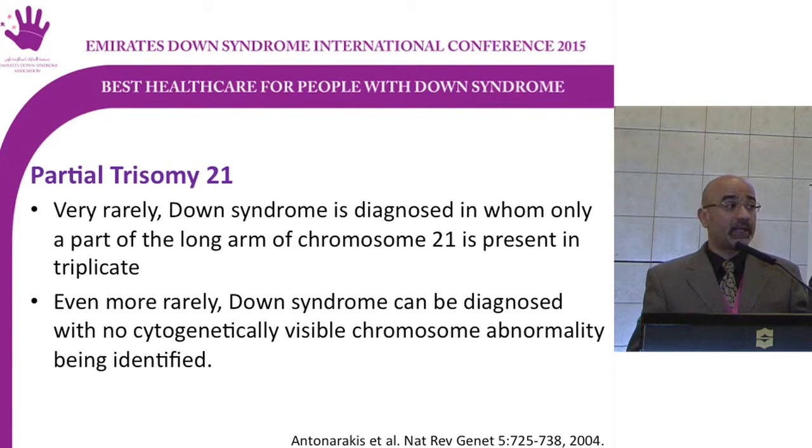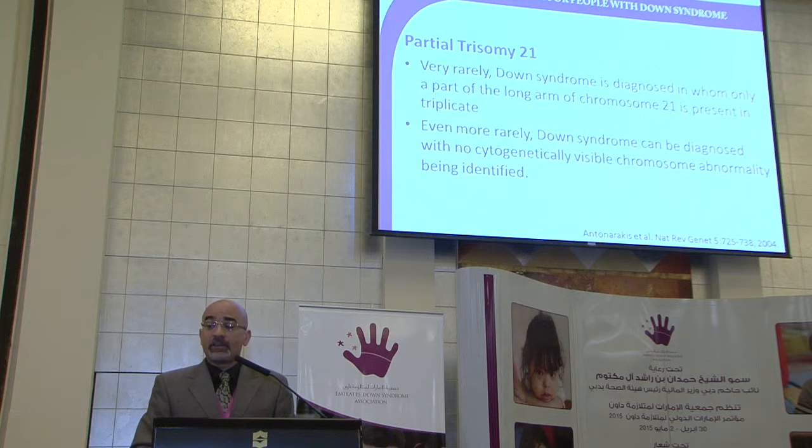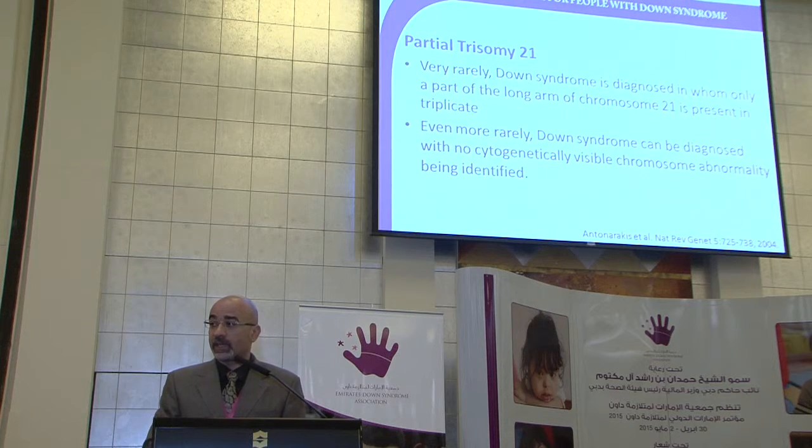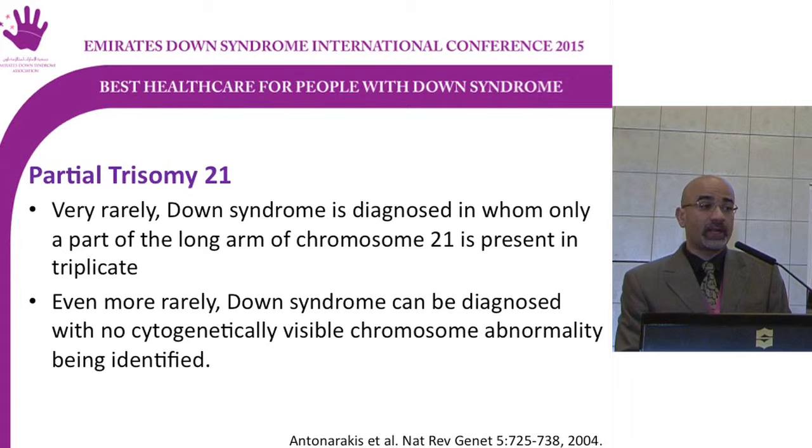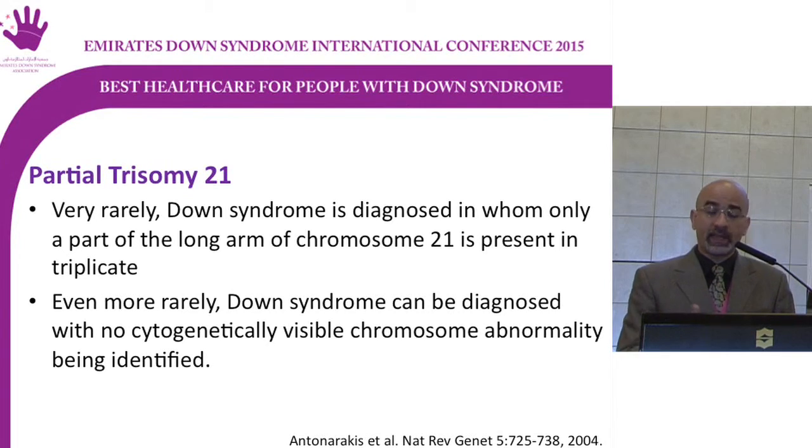Sometimes the duplication is too small, and this is even more rare, and you will have a completely normal karyotype. But if you do other sophisticated methodology like chromosome microarray, you'll find a small duplication that cannot be seen, smaller than the ability to be seen by a regular karyotype, and that means you have 3 copies of a small tiny piece of chromosome 21 that gives you features similar to the features that we see in trisomy 21.